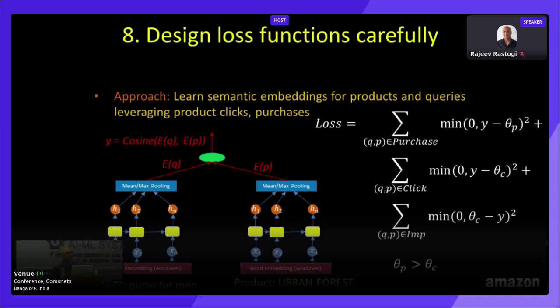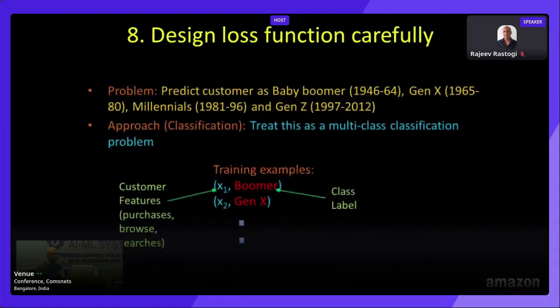And now we use query pairs with similar embeddings to reformulate queries. Okay, so the idea here was, the loss function here is designed carefully to look at this natural ordering between purchases, clicks, and impressions. And another example here of ordering between classes is this problem that we worked on to segment customers into boomers, Gen X, millennials, and Gen Z, right?